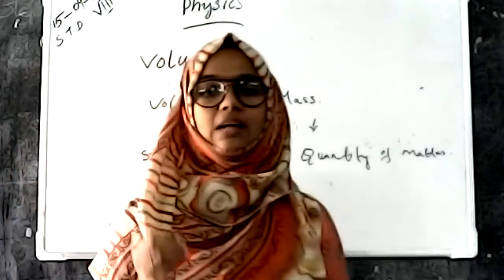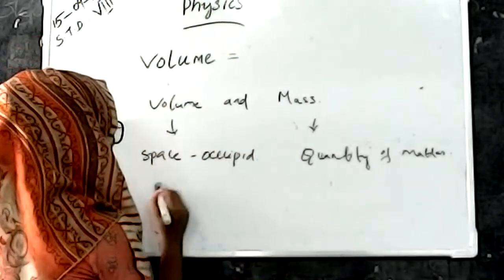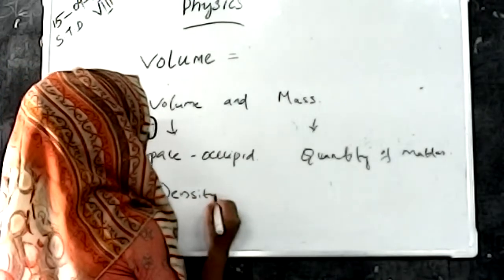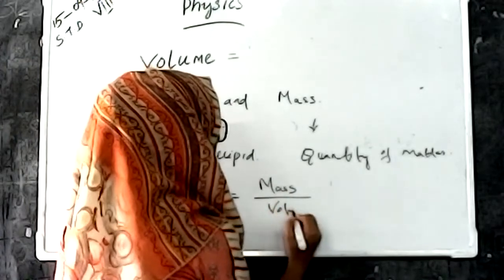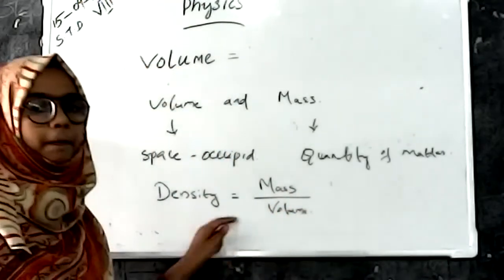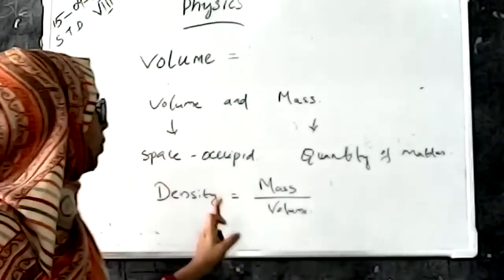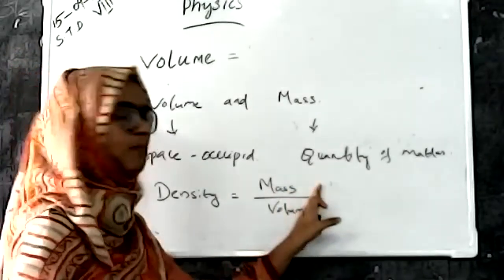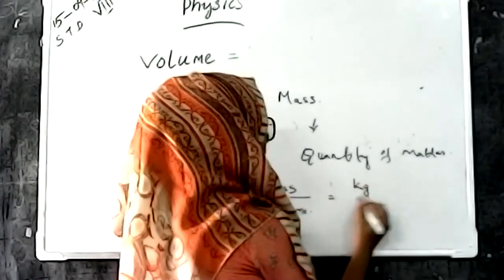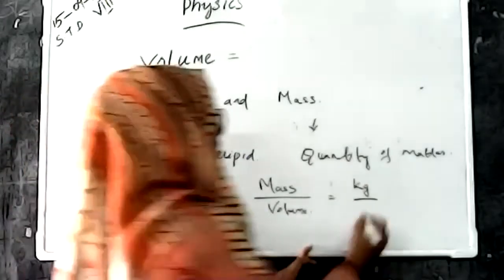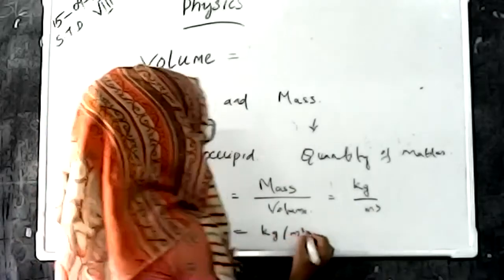So we define that density is the mass per unit volume. Density is equal to mass per unit volume, and the unit of density is the unit of mass divided by the unit of volume. The unit of mass is kilogram and the unit of volume is meter cube. So the unit of density is kilogram per meter cube.